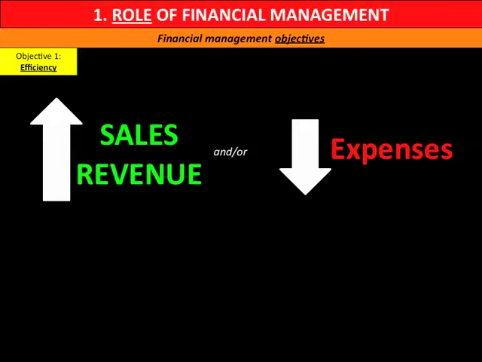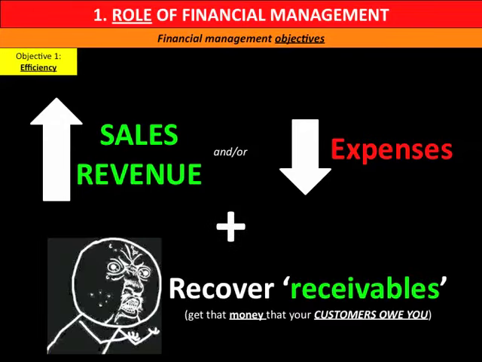Another important part, and a really often forgotten part of efficiency, is to make sure that you recover your receivables. Get that money that the customers owe you, because if you're not collecting the money from the sales, then why are you making the sales in the first place? We do have a ratio, the accounts receivable turnover ratio, which measures how many days it's taking you on average to get your receivables, and that can be a really good measure of your efficiency. Are you actually getting that money?